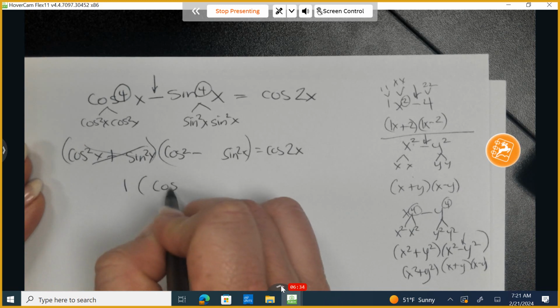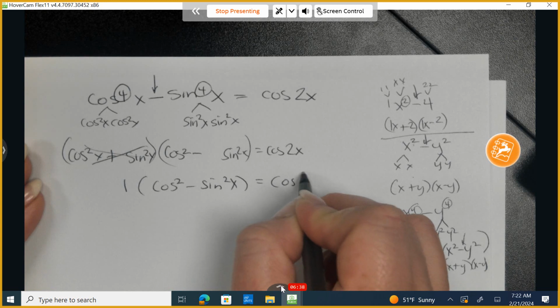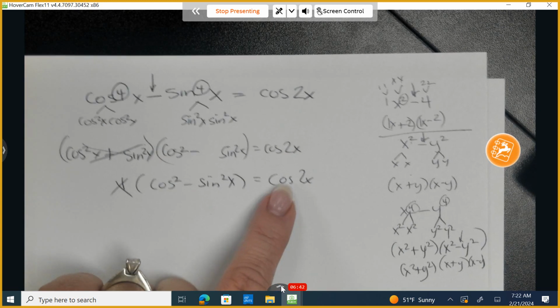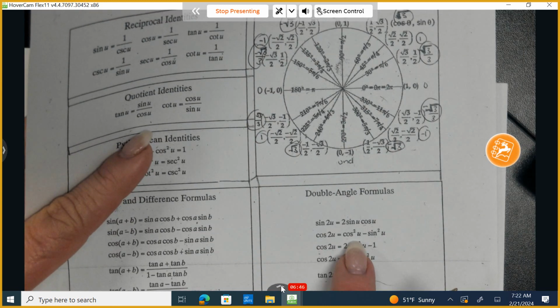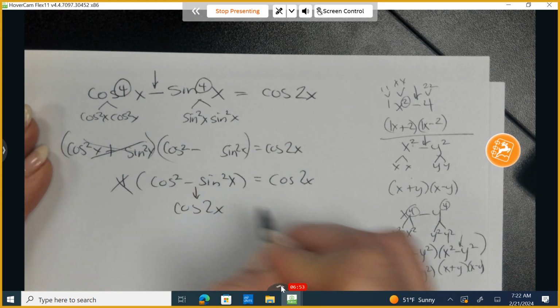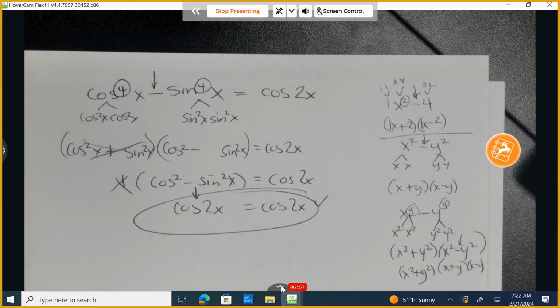And when I take 1 times cosine squared minus sine squared, nothing's changing there. Multiplying by 1 doesn't change anything. So now I'm looking and I'm going, okay, cosine of 2x. Oh, look at that. The cosine of 2x is equal to cosine squared minus sine squared. So this is equivalent to the cosine of 2x, equals the cosine of 2x. The left side now equals the right side.